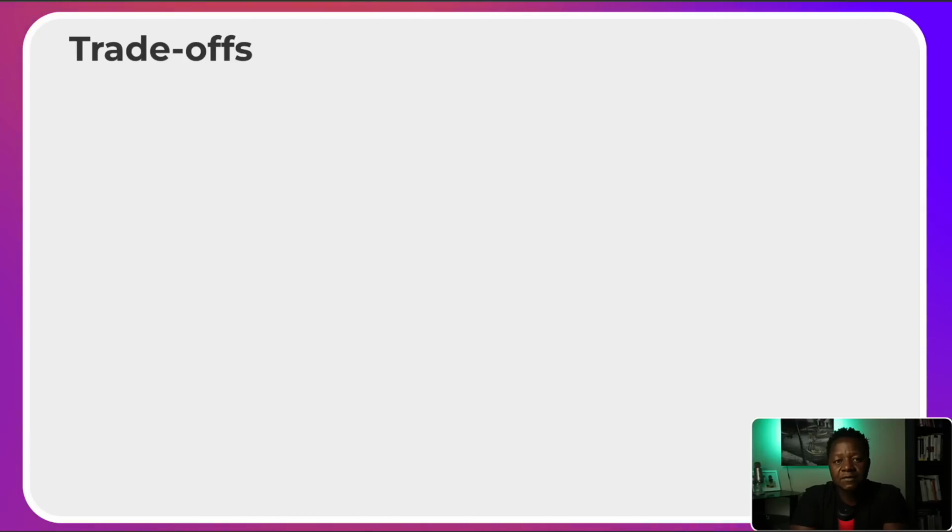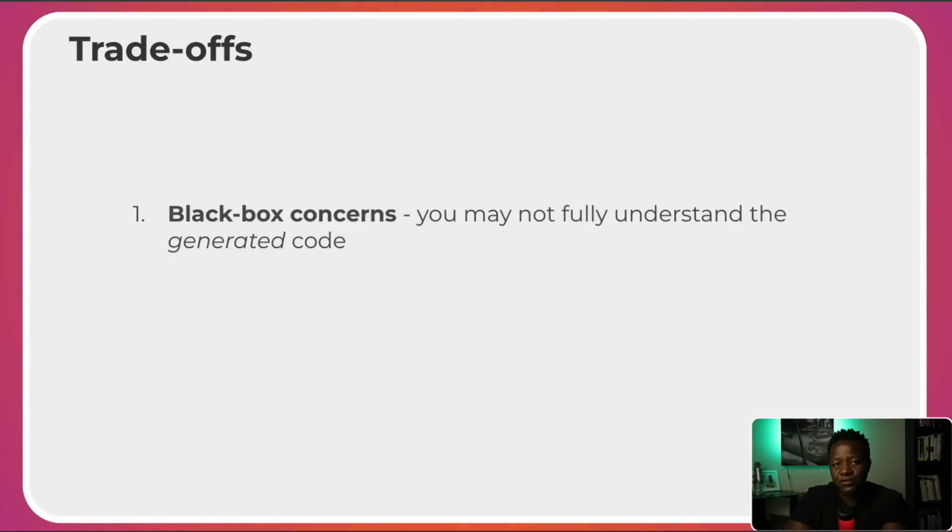And of course, there are some trade-offs when it comes to vibe coding and building things yourself. Number one is that we have this black box concern. It means the code generated by these AI agents is something you may not be able to understand. If you are a software engineer, of course, you are able to understand that. But most people who are not engineers may not be able to understand that code.